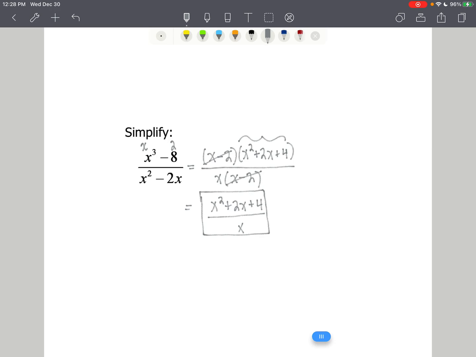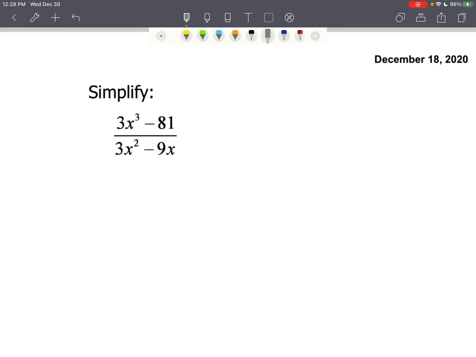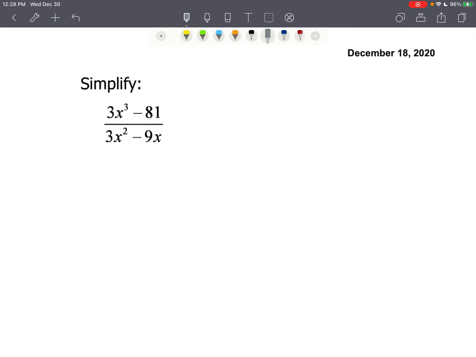Okay, here's one for you to try. Go ahead and press pause, and when you're ready to come back and check the answer, press play. Okay, here you should have gotten x squared plus 3x plus 9 all over x as your final answer. I'll show you the work.